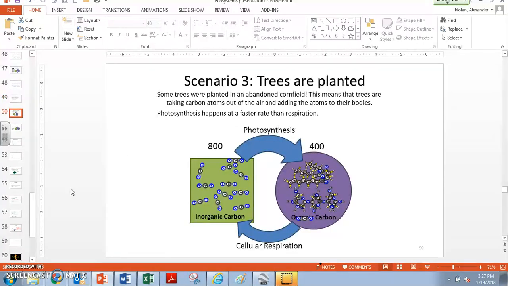So what if we were to plant some trees? If we wanted to plant some trees, how would our fluxes change? Well, we're going to have more photosynthesis, right? Because we're planting trees and our trees are growing. We're going to have more photosynthesis, and over the course of that time, probably more photosynthesis than respiration. So let's say that we start with 800 units of inorganic carbon and 400 units of organic carbon. After planting some trees, what's going to happen?